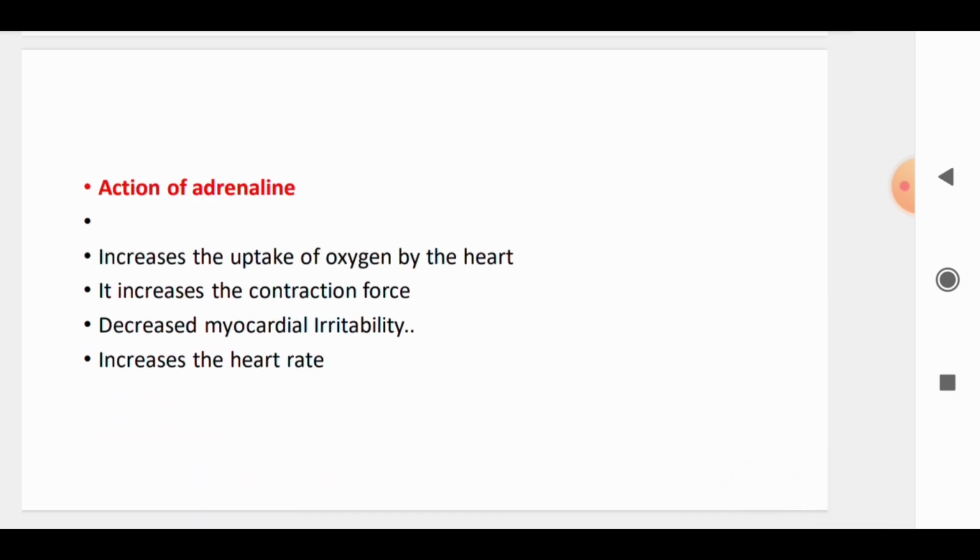What is the action of adrenaline? It increases the uptake of oxygen by the heart. It increases the contraction force. It decreases the myocardial irritability. It increases the heart rate. The right answer is it increases the uptake of oxygen by the heart.